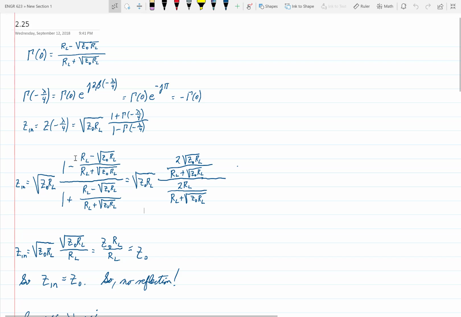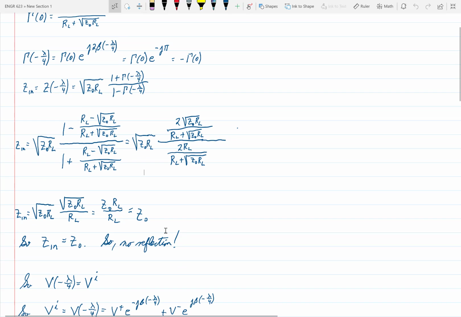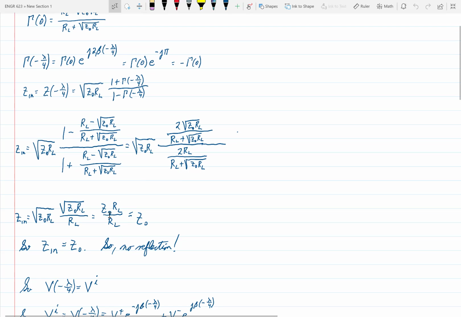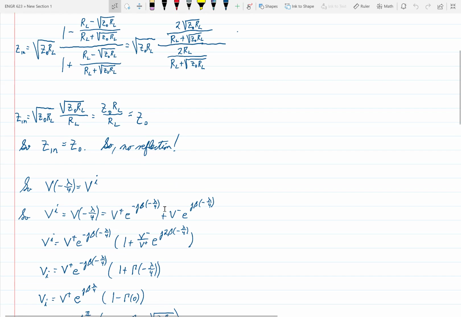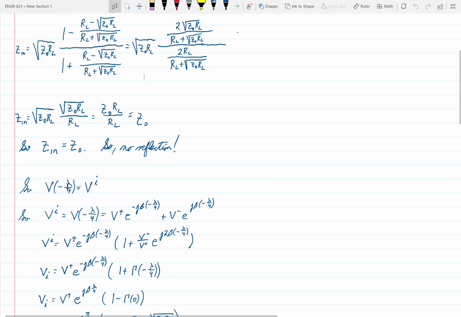And so we do a little bit of algebra here, and we get this very interesting result that Zin is equal to Z naught. So this is matched, and that's what we want. That was the point of using the quarter wave transformer, to get matching. That means there will be no reflection there, and the voltage across the input of the quarter wave transformer is simply VI. And that's what we have here: V at the input of the quarter wave transformer, V of negative lambda over 4, is VI.